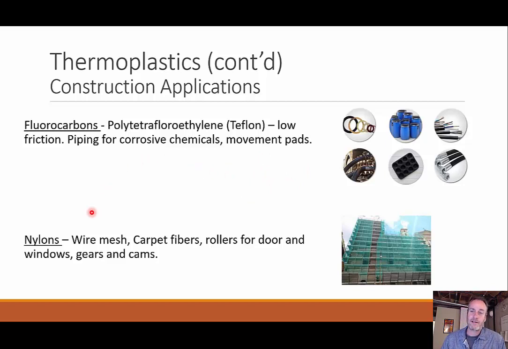We have nylons like wire mesh, carpet fibers, rollers for doors, windows, gears, cams. You see nylon all over the place. I pulled a picture of a nylon wrap around a scaffolding system, where the nylon is used as a barrier to keep things from falling off, or sometimes, if the wire mesh is tight enough, it'll be like a deflection for wind. And sometimes you can even heat inside there.